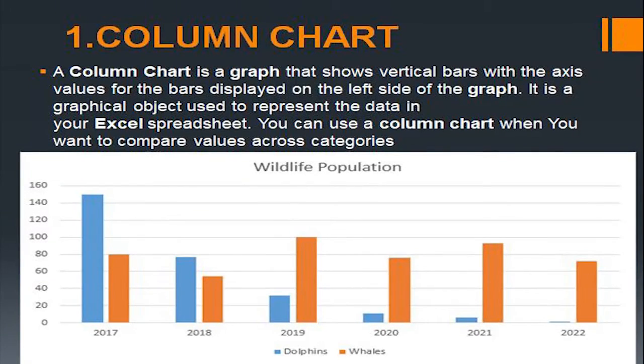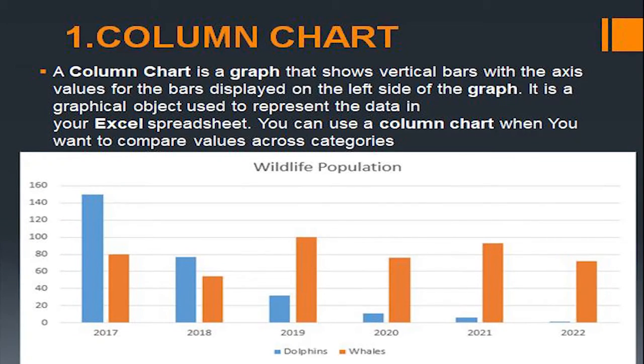A column chart is a graph that shows vertical bars with the axis values of bars displayed on the left side of the chart. It is a graphical object used to represent the data in your Excel spreadsheet. You can use a column chart when you want to compare the values across the categories. You can see one example here.